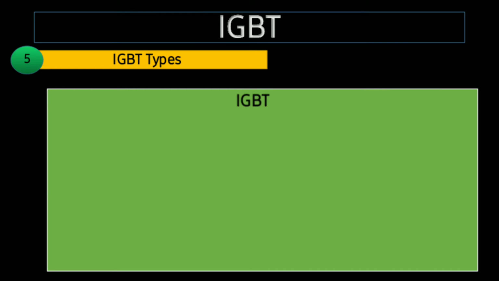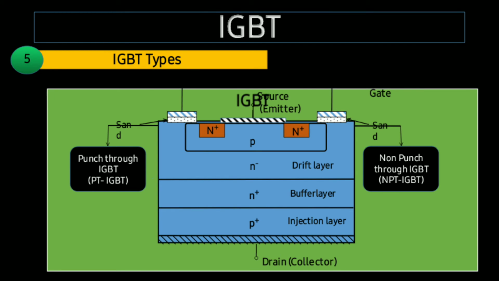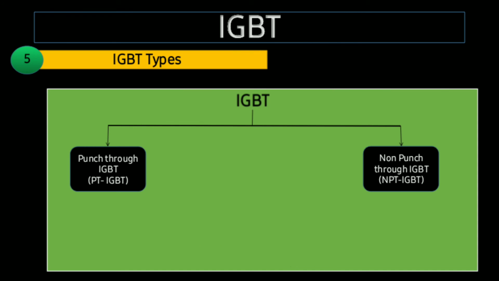Next we shall see the IGBT types. In IGBT we have two types: punch through IGBT, PT IGBT, and non punch through IGBT, NPT IGBT. What does punch through IGBT mean? The IGBT which consists of a buffer layer in its structure we call a punch through IGBT or PT IGBT. And the IGBTs that don't have any N plus buffer layer are called non punch through IGBT or NPT IGBT.